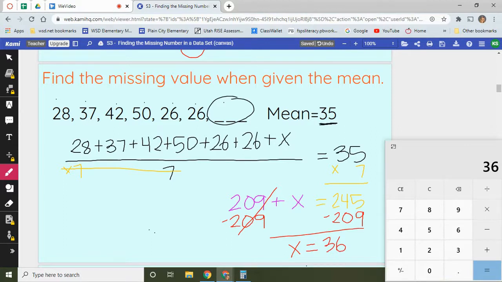Now, the nice thing about these problems, you can always check them. So we can find the mean. We can add all our numbers, and we're actually going to add the 36 and then divide by how many numbers? We said there was 7. And look at that, we got 35, and that is what we wanted, right? A mean of 35. So that tells us that 36 was the correct missing number.